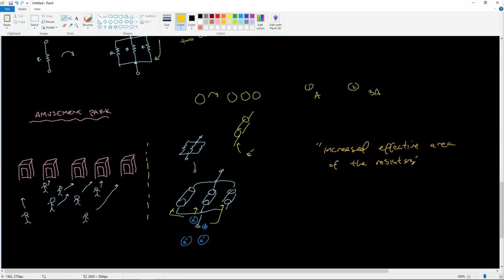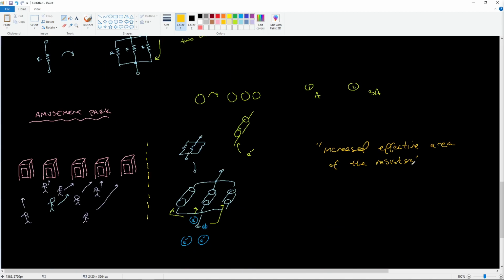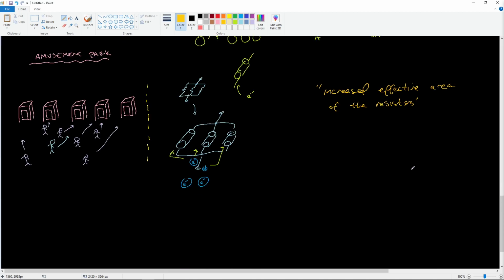So there we go. We have increased the effective area of the resistors. But just from here, that doesn't necessarily mean that we've increased the resistance of the resistor, right? Because if we look back at our equation, resistance is rho L over A. So we've increased the area, right?